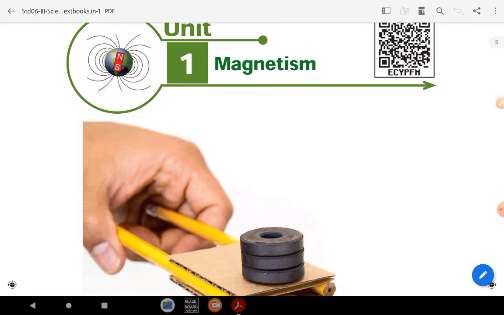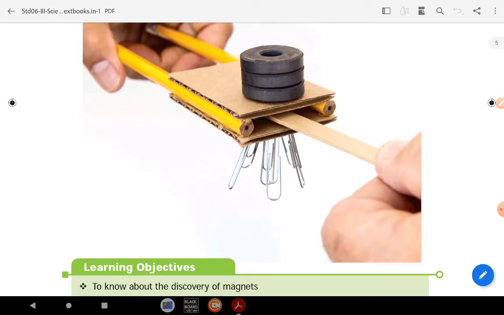Unit 1, magnetism. I think you can understand this picture. What are these three things kept on it? There's a picture over there, and you have cardboard, and then you have a pencil, and on top you have three round things. Can you guess what that is? What do you see here, children? I think you have guessed it. You have some pins, and they are called paper clips.